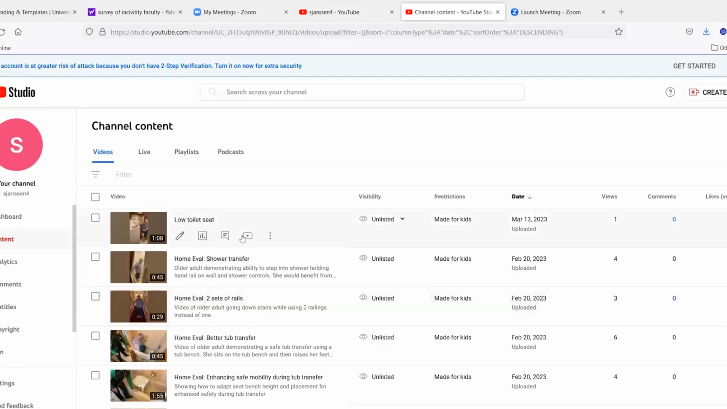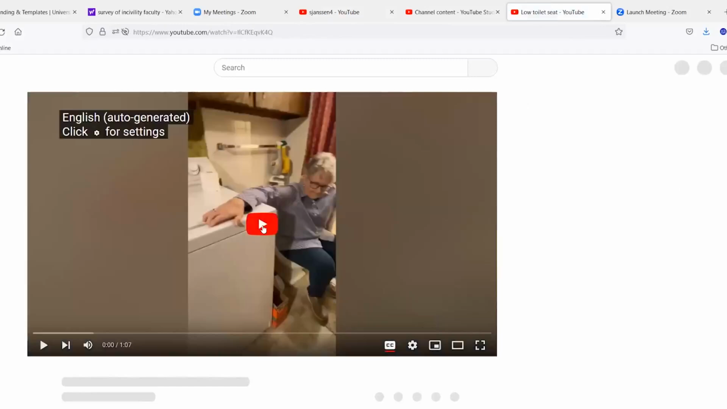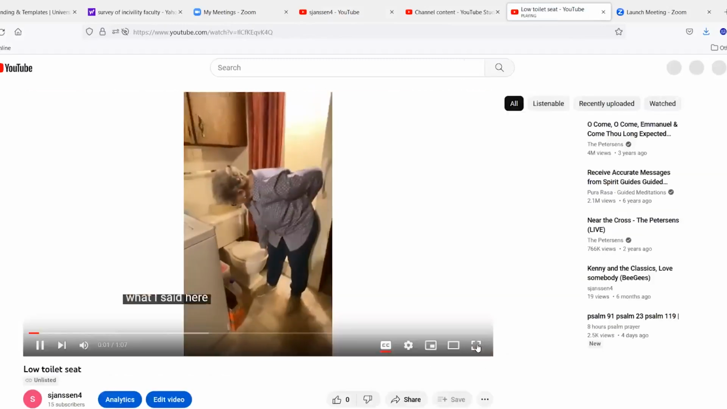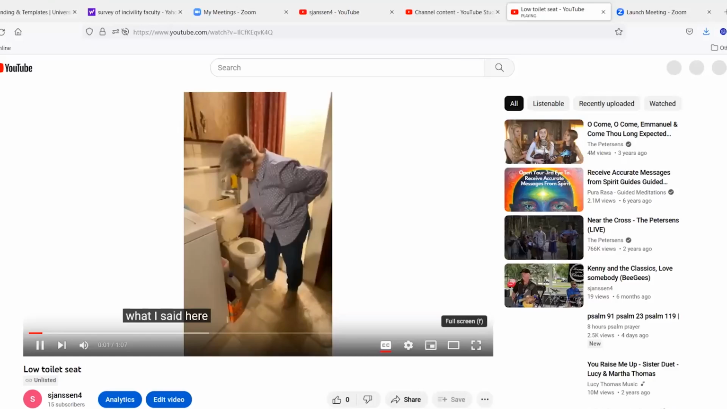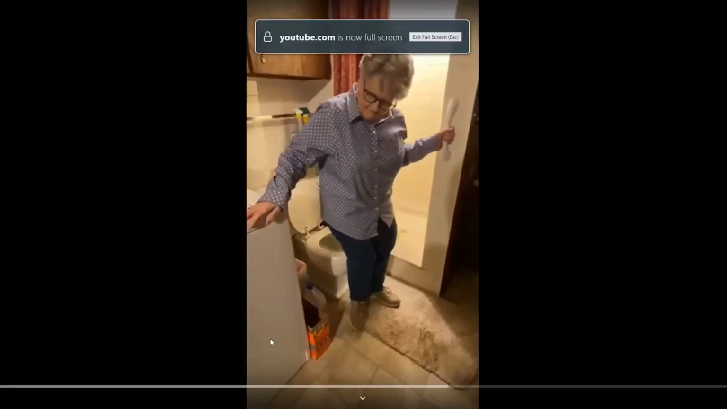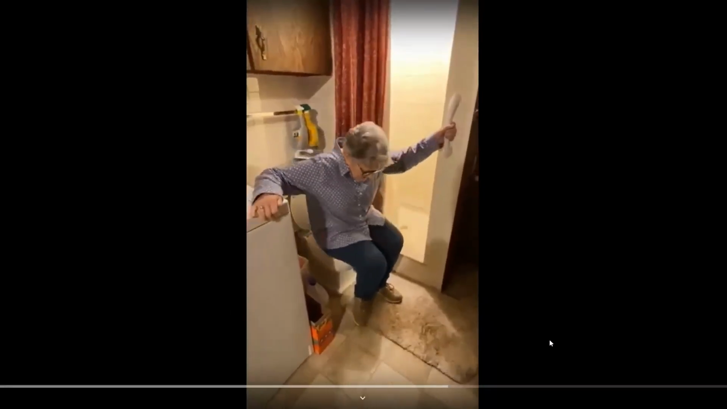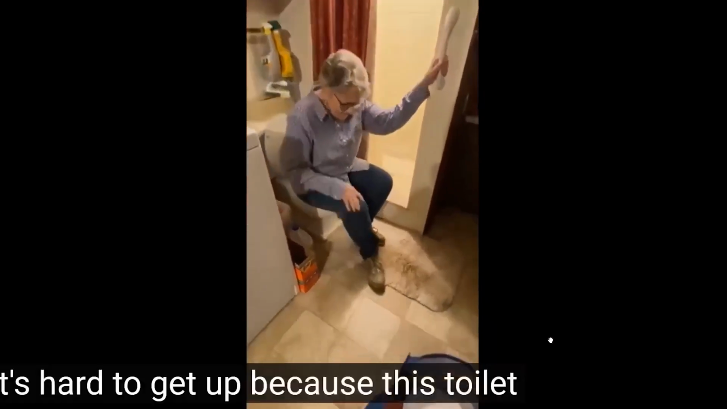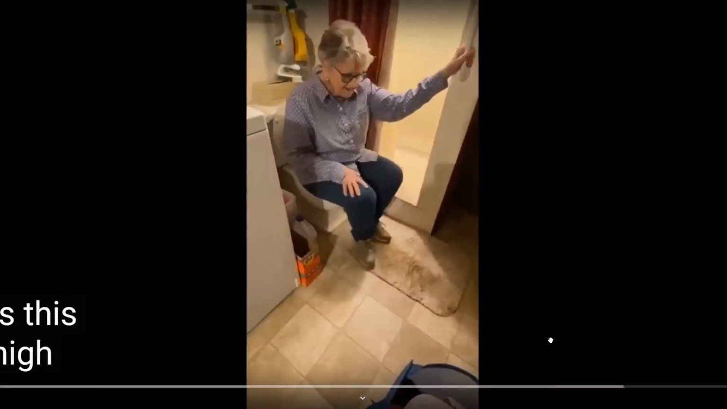So now we'll look at the low toilet seat in that bathroom downstairs. So pay attention to the rails and what she might need in particular. And she's got arthritis in her hand, so look what she does with her right hand. And when I sit here, I can, it's hard to get up because this toilet isn't as high as the one upstairs.